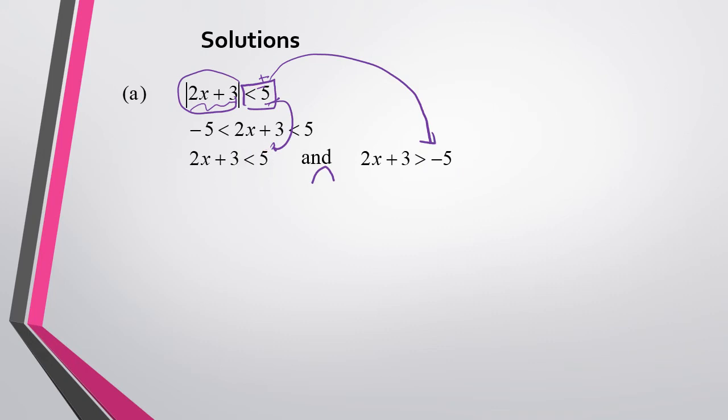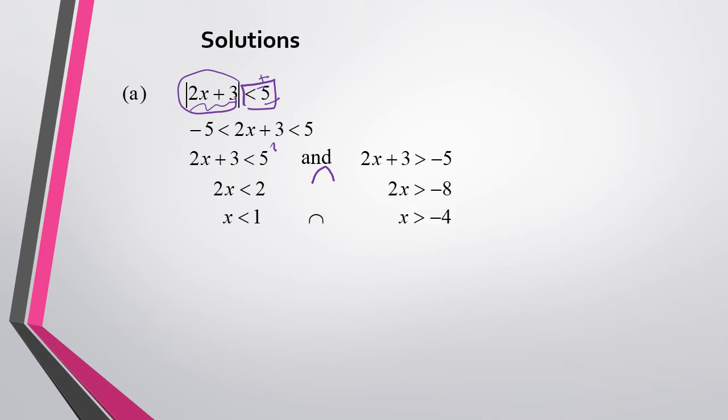The left hand side is less than 5 following the question. The right hand side is more than negative 5. So solve for each part of this. So we get 2x less than 2, so x less than 1. For the right side, 2x more than negative 8, so x is more than negative 4.